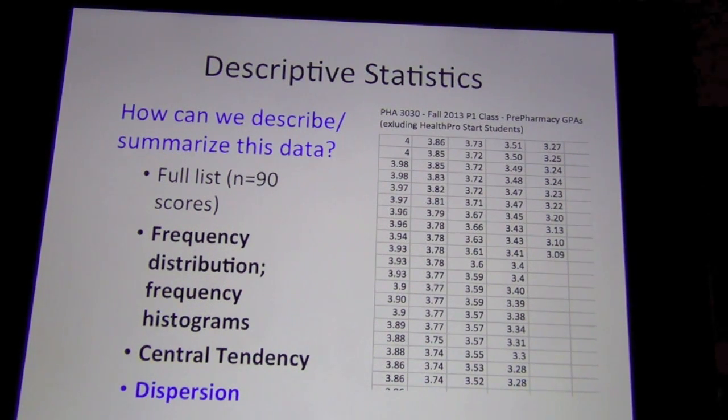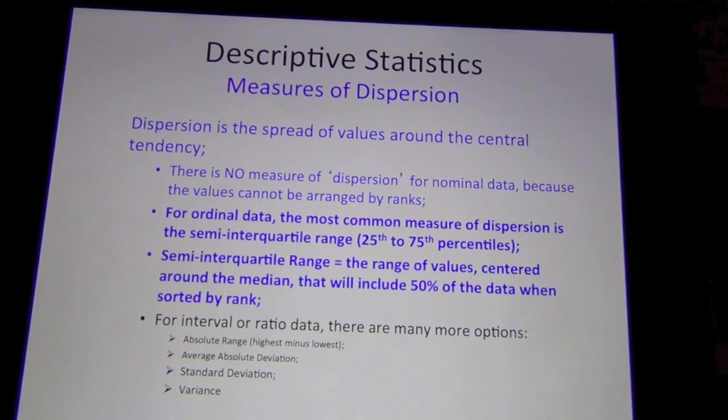And there are several ways to describe the dispersion of the data. What I mean by the term dispersion is the spread of the values around the central tendency. There's no measure of central tendency, no measure of dispersion for nominal data, because you can't arrange those values by ranks. For ordinal data, ranked data, the most common measure of dispersion is called the semi-interquartile range. So if the median is the 50th percentile, the semi-interquartile range essentially goes from the 25th percentile to the 75th percentile. So it's 50% of the data centered around the median, if you will.